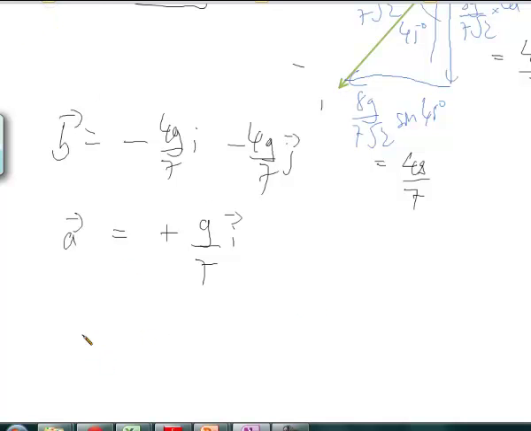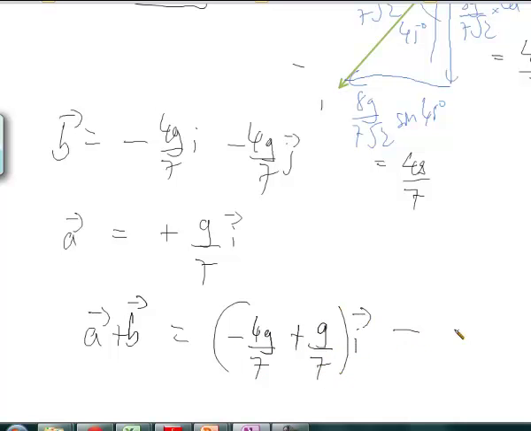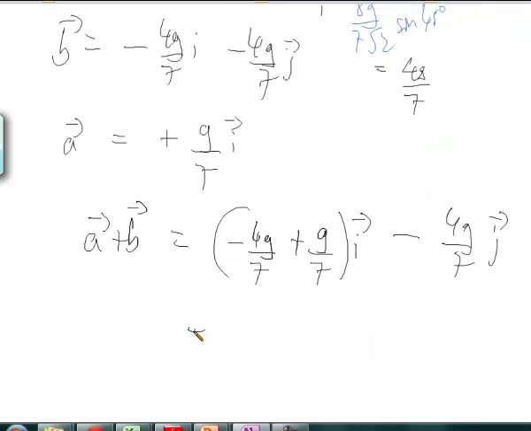So the total acceleration is A plus B, which will be, adding 1 to this, we'll get minus 4g over 7 plus g over 7 i minus 4g over 7 j. It's adding A and B. This will become minus 3g over 7 i minus 4g over 7 j.